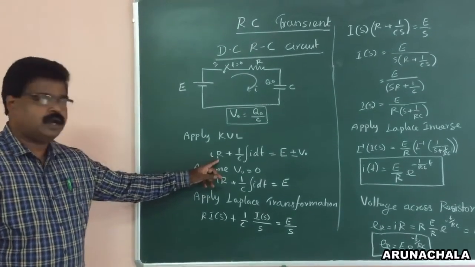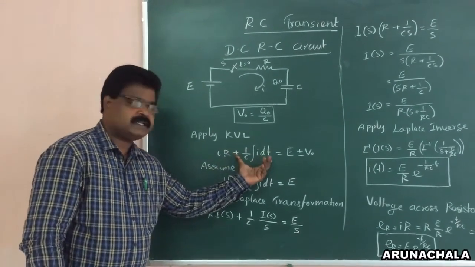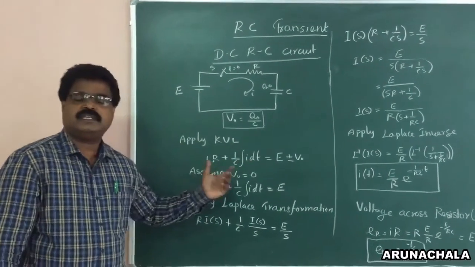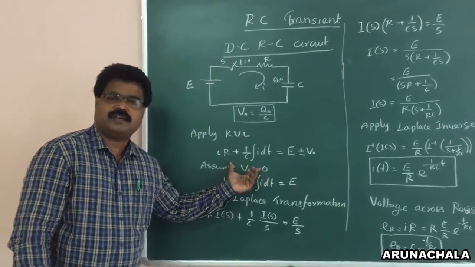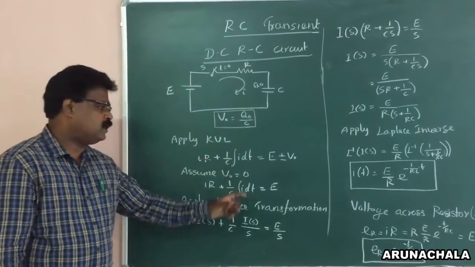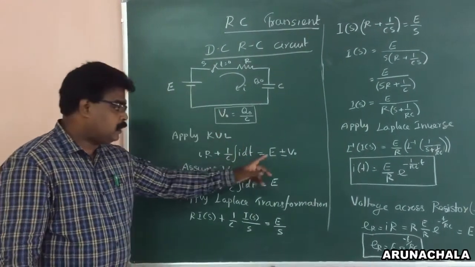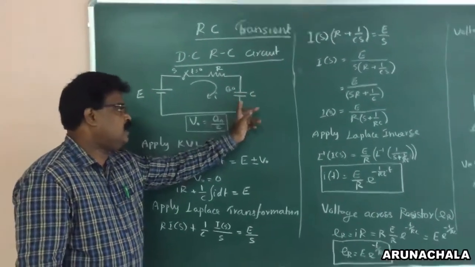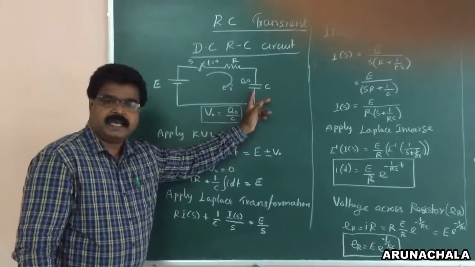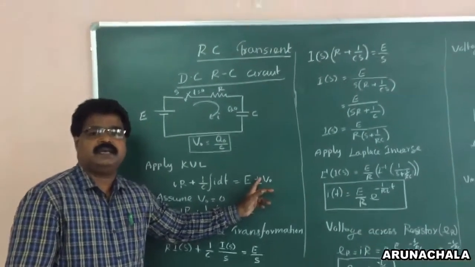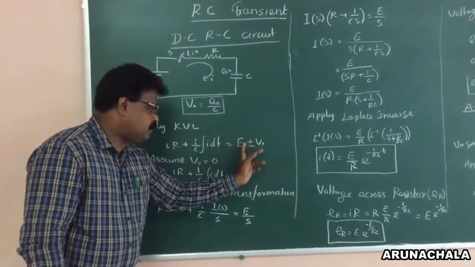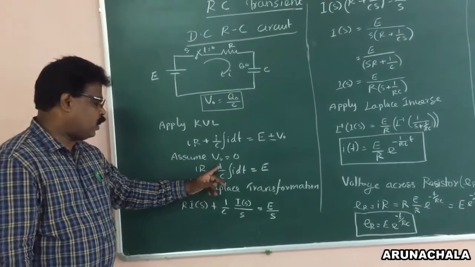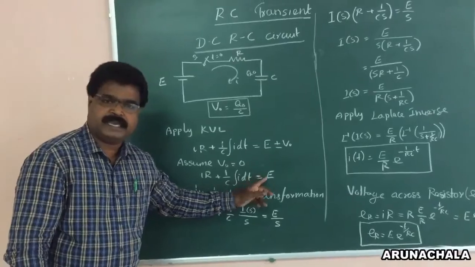So here, i into R plus the voltage across the capacitor in time domain, that is equal to 1 by C integral i dt. This is the formula to calculate the voltage across the capacitor in time domain. That is equal to the applied voltage E plus or minus the initial voltage on the capacitor, based on the polarity. In the derivation we are assuming V0 is equal to 0. So we get i into R plus 1 by C integral i dt is equal to E.